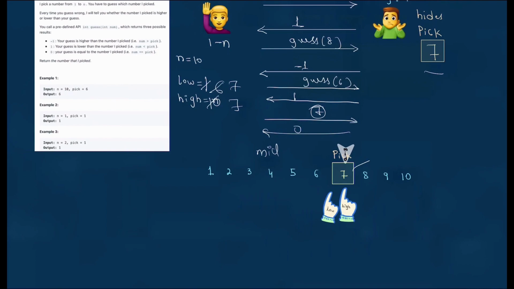That's the strategy of the game. And when do we exit the while loop? We exit the while loop if high crosses low, as usual. So we can update our low and high pointers as long as low is less than or equal to high. If high crosses low, then it means the number doesn't exist. But in this case that doesn't happen, because he hides some number, and by updating low and high properly, at some point we reach that pick. So let's code this out.